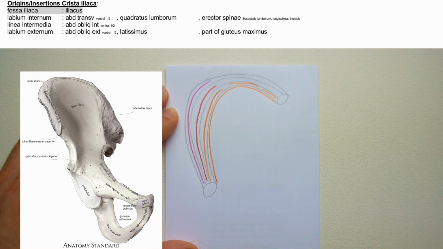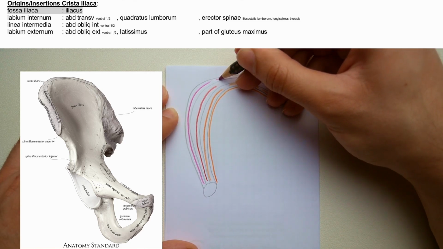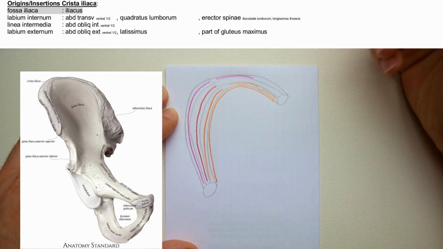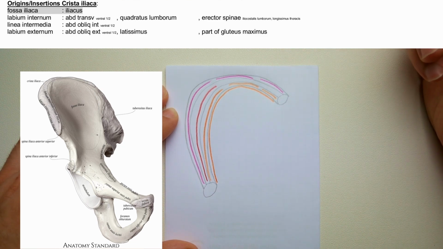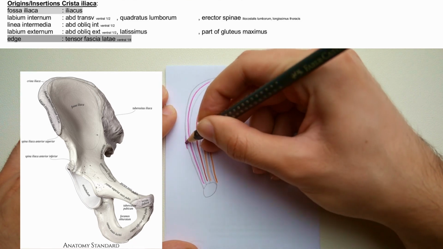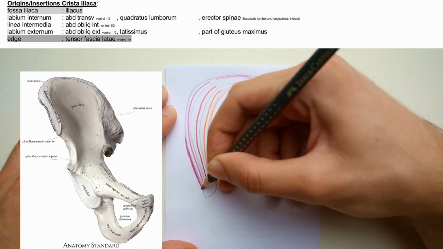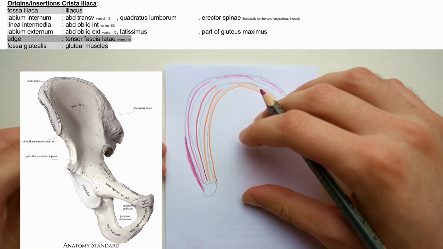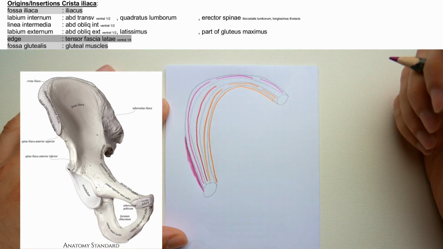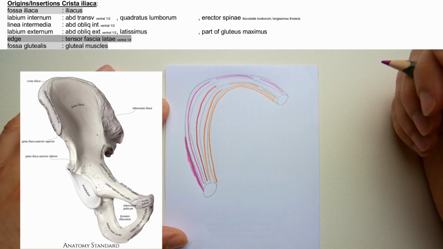On the dorsal part of the labium externum, we have the musculus latissimus, and more posterior to it, parts of the origin of musculus gluteus maximus. On the edge of labium externum to fossa glutealis, on its ventral quarter, we have the tractus iliotibialis and musculus tensor fasciae latae. In the fossa glutealis itself, we have the origins of the gluteal muscles, which are close to, but not on, the labium externum of the Crista iliaca.